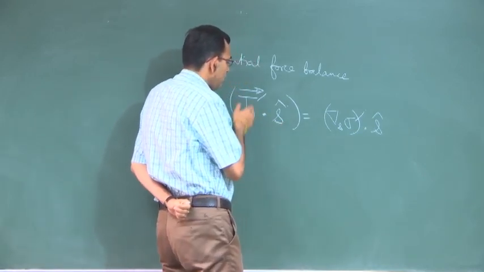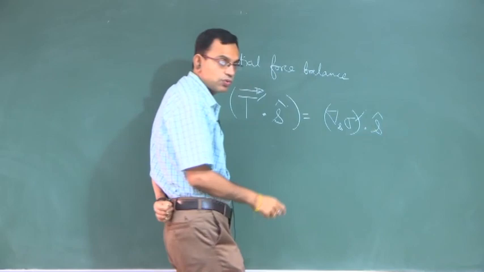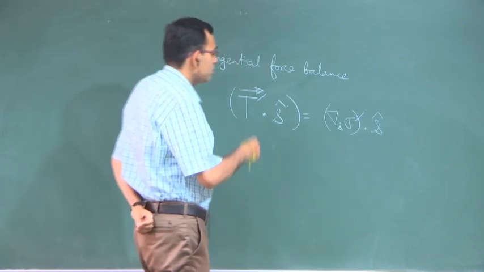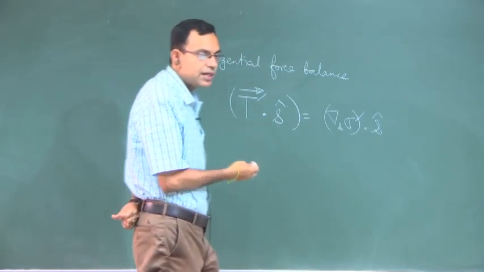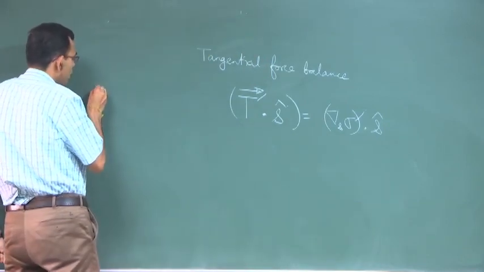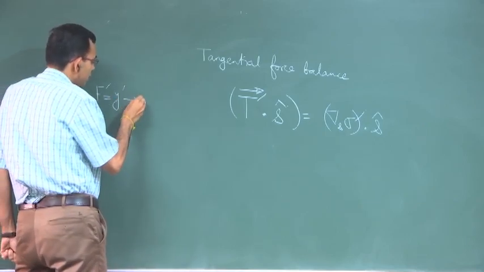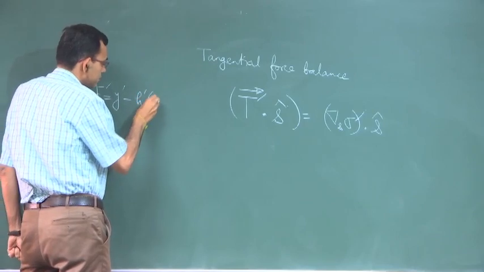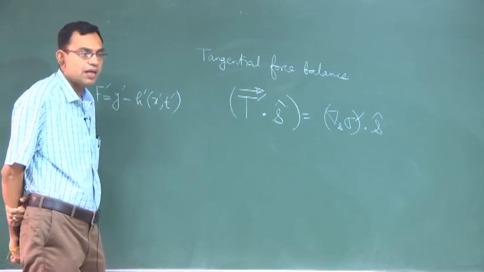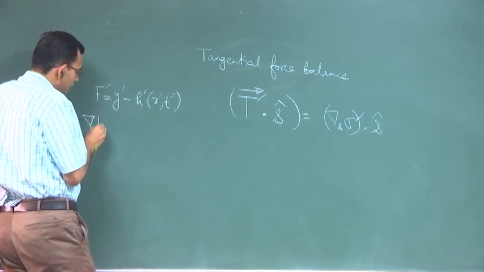Now we will write an expression for the s vector. We have already written an expression for the n vector, or even if we have not written it, we will write it. We have written it implicitly, because if you recall, we constructed a function f equal to y minus h, which is a function of x and t. So, grad f.